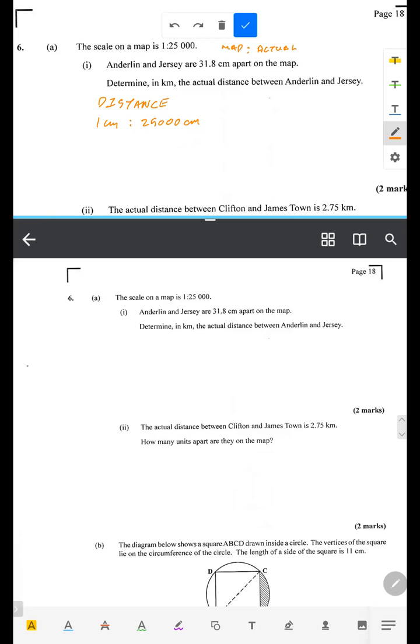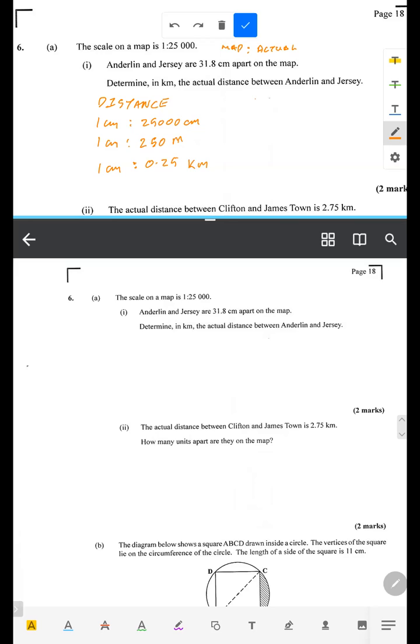First, you convert it to meters. I remember 100 centimeters make a meter. So it means that 1 centimeter would be 250 meters, if they ask anything in meters. And then to get kilometers, it will be 1 centimeter on the map, divided by 1,000, we get 0.25 kilometers. And basically that is the ratio between them. So 1 centimeter on the map is equivalent to 0.25 kilometers.